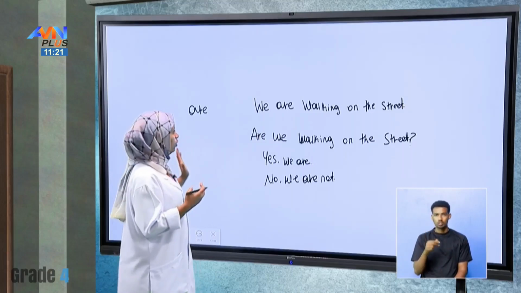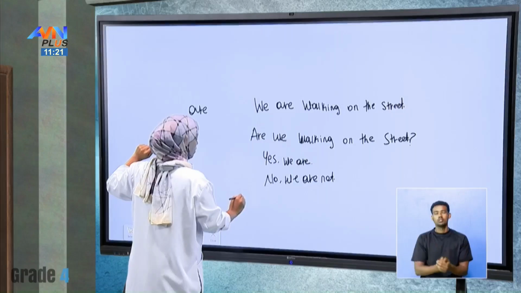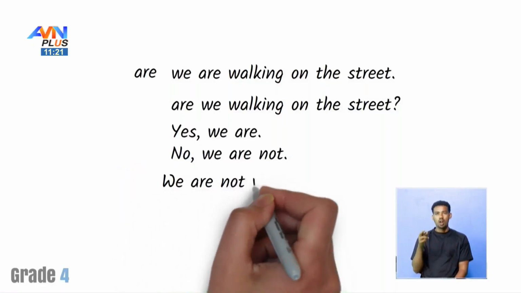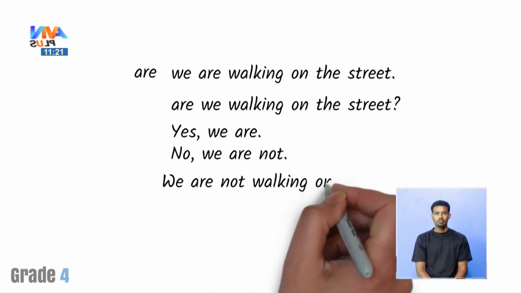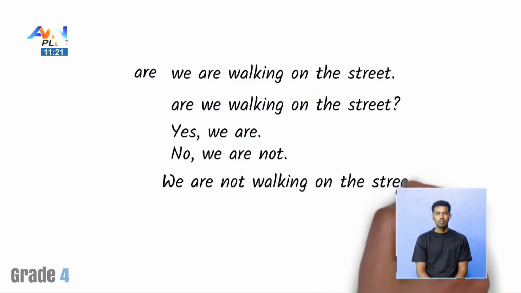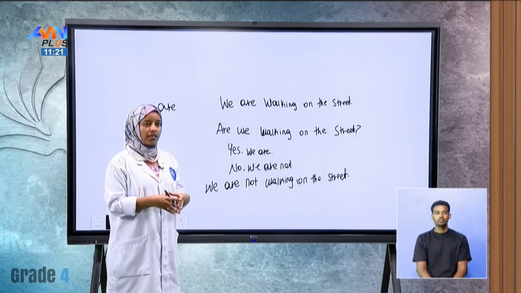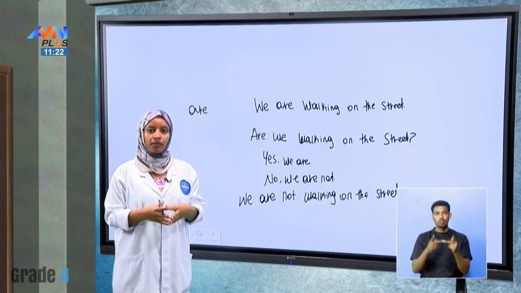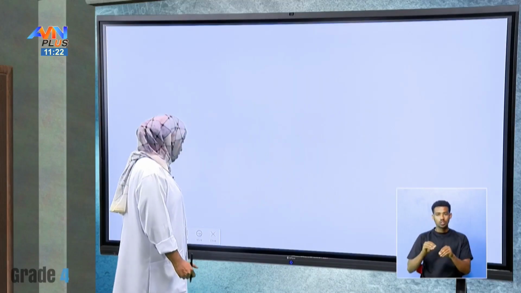And also to make long sentences with a full sentence, you can say we are not walking on the street. Here is, we are not walking on the street. This is the negative form of present continuous tense. So, students, I hope you all understand and enjoy the lesson.